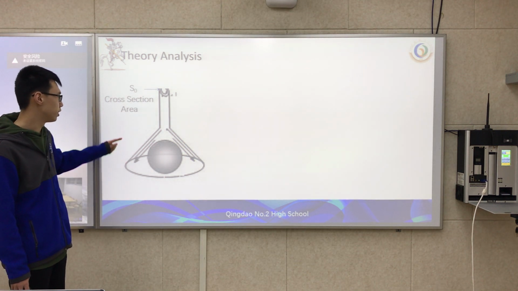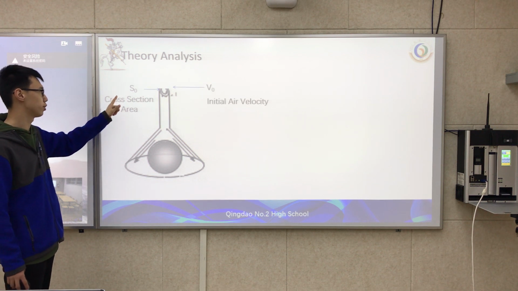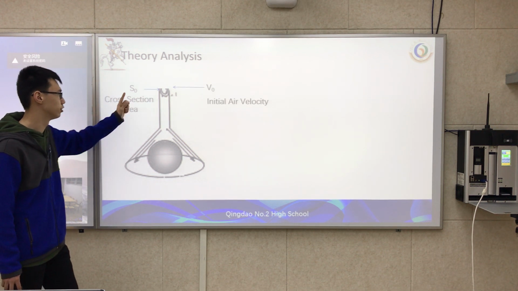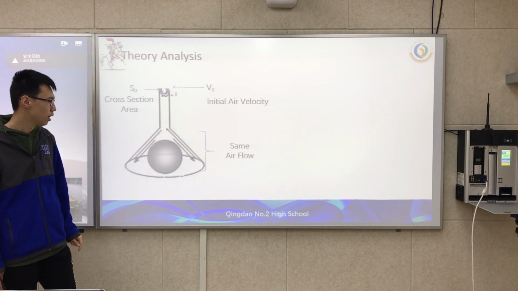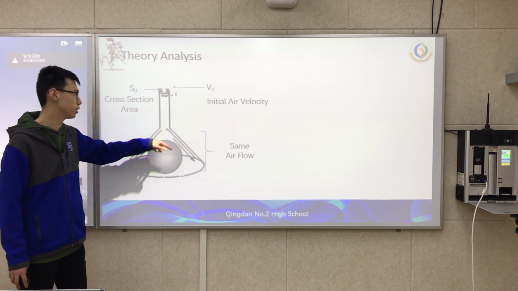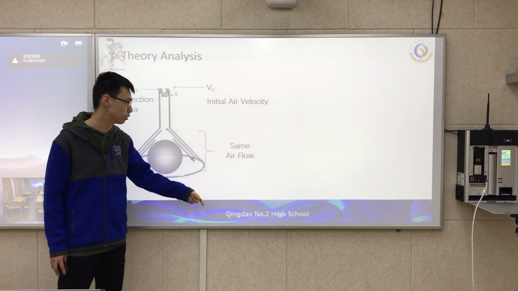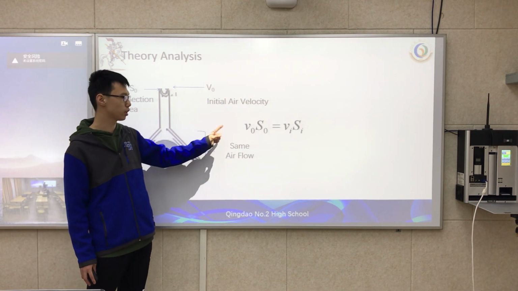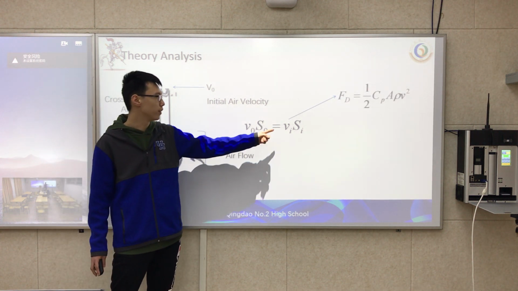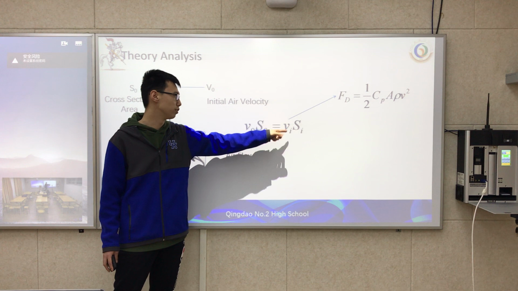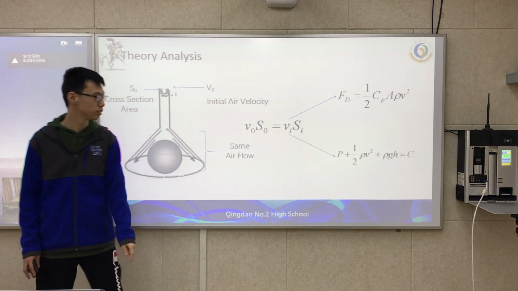To find the velocity in the funnel, we first need some initial conditions: the cross section of the funnel and the initial velocity input to the funnel. Since the air is incompressible in the funnel, the amount of airflow should be the same in every place. So according to the continuity of the airflow, we can figure out the value of v, so that we can find the value of the drag force and the pressure difference.